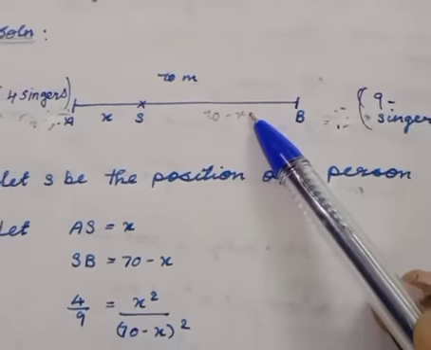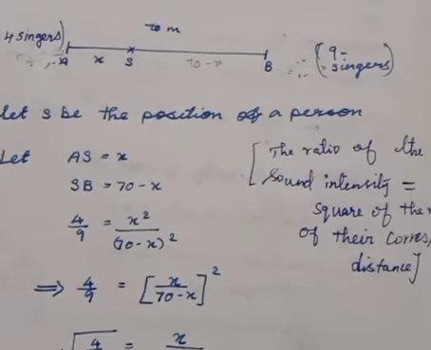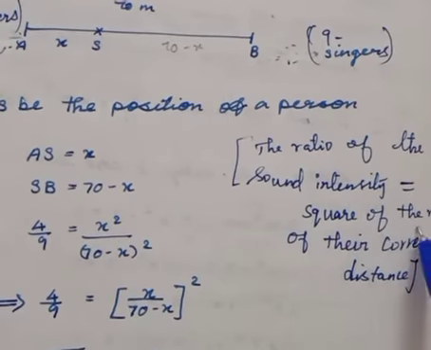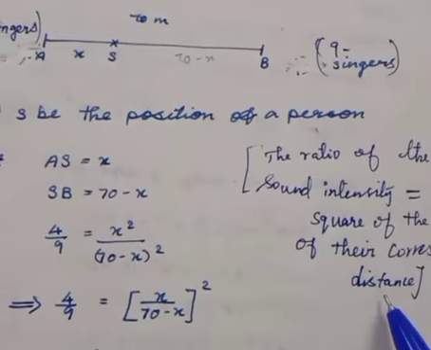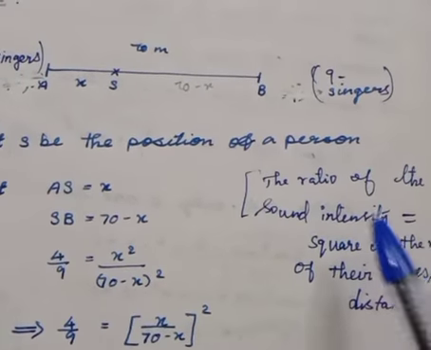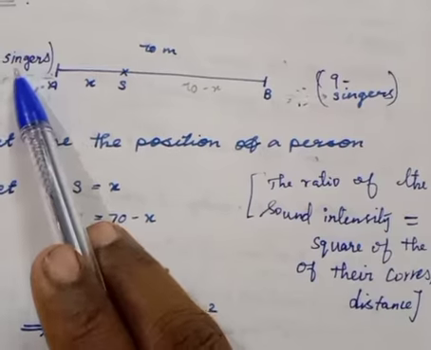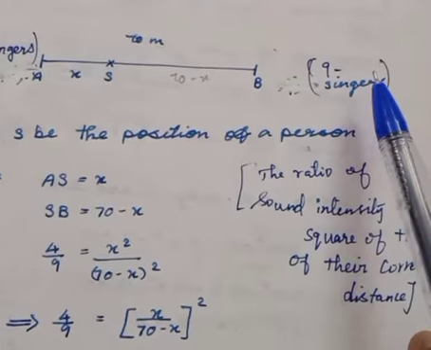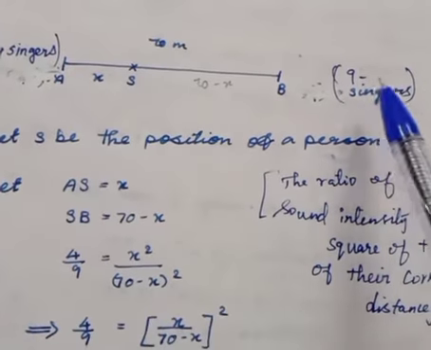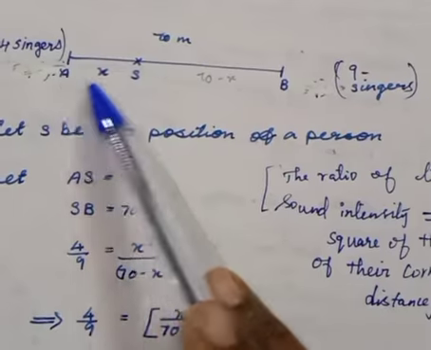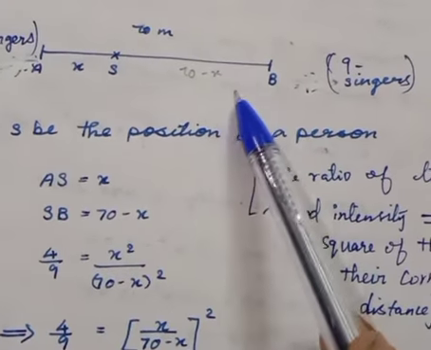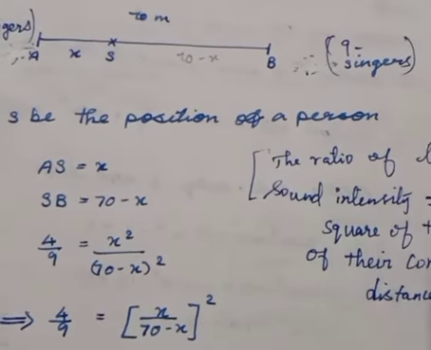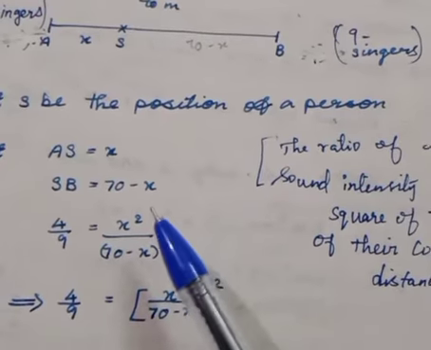Listen students, the hint is given in the question itself. The ratio of the sound intensity is equal to the square of the ratio of their corresponding distance. The ratio of the sound intensity of the 4 singers and 9 singers is 4 by 9. Ratio is in the form A by B, fraction form. So 4 by 9 is equal to X square by 70 minus X whole square, the square of the ratio of their corresponding distance. So we have to use square.